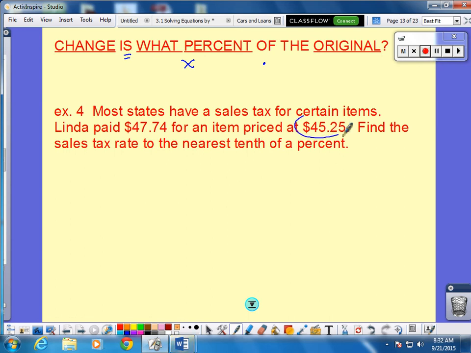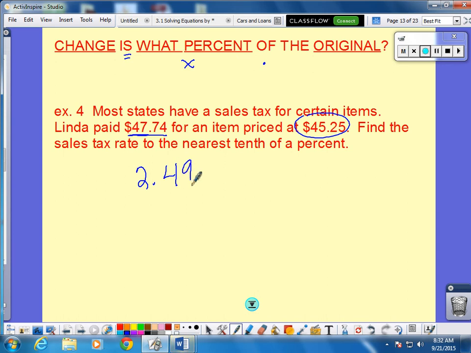Here's the item, and here's the total. So when I paid tax, I had a percent of increase. Alright, to find the change, subtract 47.74 minus 45.25. And the answer is... 2.24? Don't you just say it? No. 2.49. Okay, that's so good.